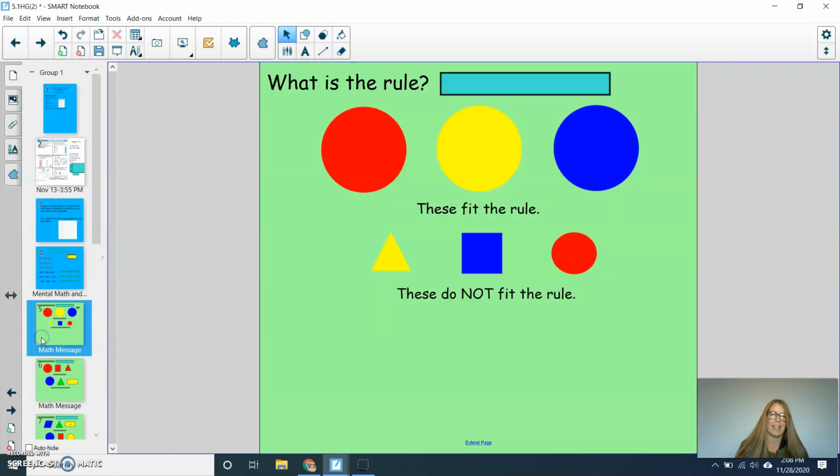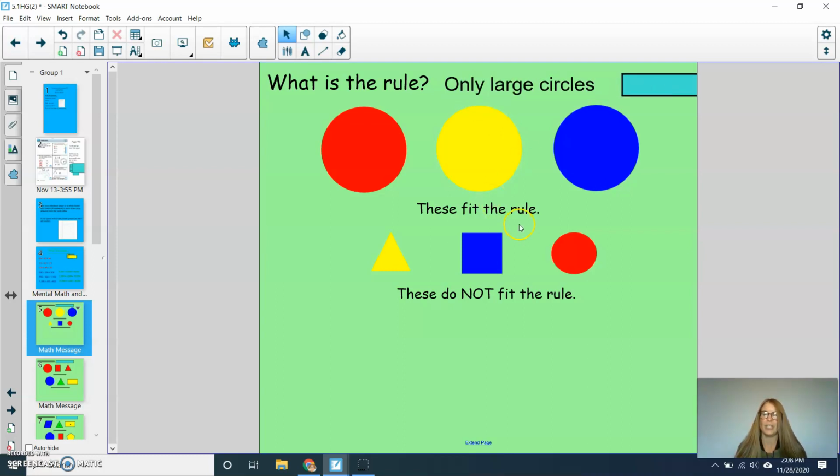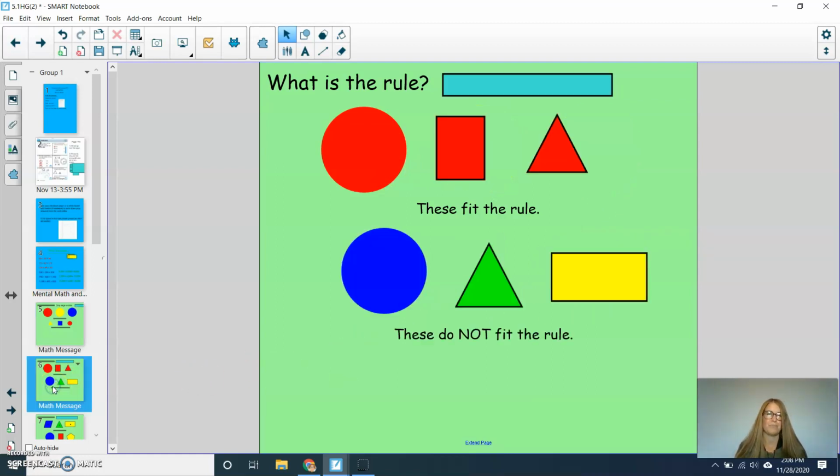The next thing I'm going to ask you to do is take a look at my rule. So the top 3, these fit the rule. The bottom three, these do not fit the rule. What do you think the rule is? If you said that you think the rule is only large circles, you are correct. If you said only circles, we have one circle down here that did not fit, but just the big circles fit. Let's try a couple more like this.